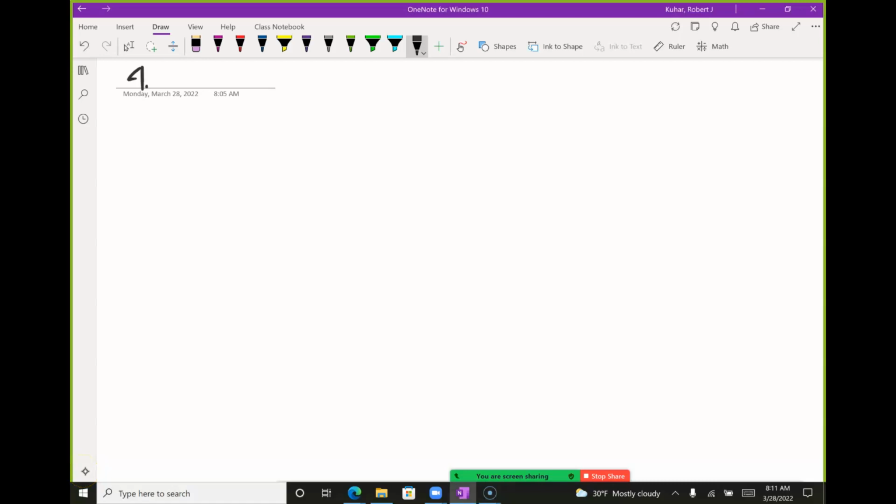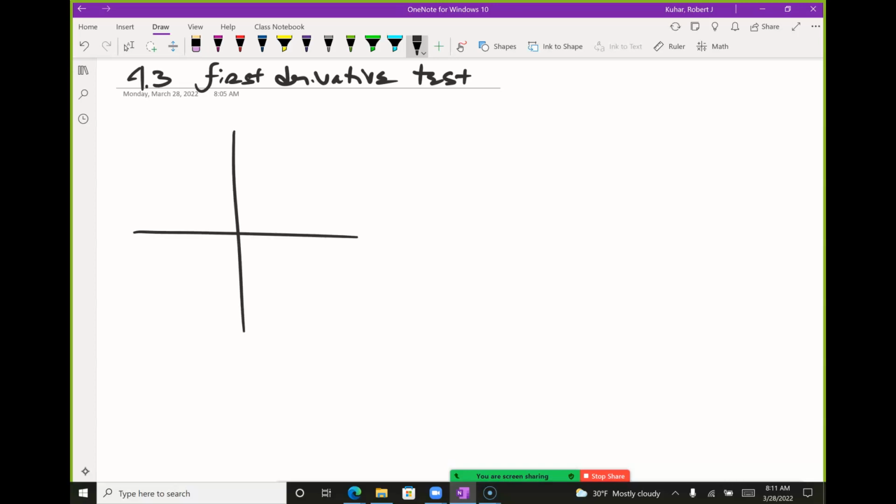So we're talking about 4.3, the first derivative test. Well, it's pretty interesting to see what the first derivative tells us about the actual function f. So I'm going to take a function that I know. This is f of x is 1 over x. And notice that anytime I draw a tangent line on here, what do you notice about the slope of all those tangent lines?